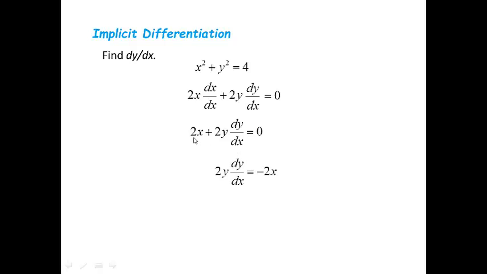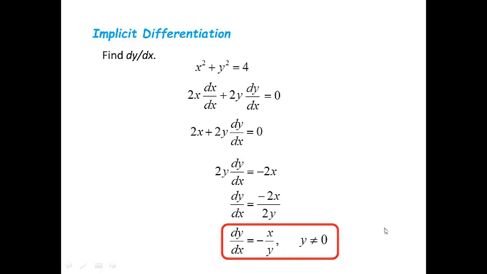So I'm going to subtract the 2x from both sides of the equation, move that over here. Divide everything by 2y so we can get dy dx by itself. Play around with a little reducing and simplifying, and we get dy dx, the derivative of y with respect to x, is equal to negative x over y. And now we've found dy dx. Okay, just make sure that you clarify that the denominator can't be 0, and we're finished. It's not that bad, right?